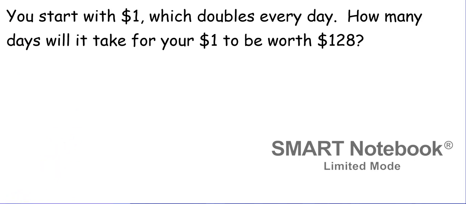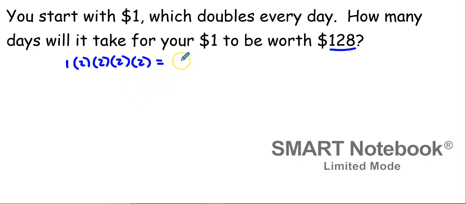All right, so let's go back to our original problem. You start with $1, which doubles every day. How many days will it take for your $1 to be worth $128? Well, in order to figure out after day 1, we're multiplying it by 2. After day 2, we're multiplying it by another 2, and then another 2, and then another 2, in order to figure out how much we're going to have after a particular amount of days. And so hopefully you can see that this is really just figuring out how many 2's we have to multiply our original amount by to end up with $128.